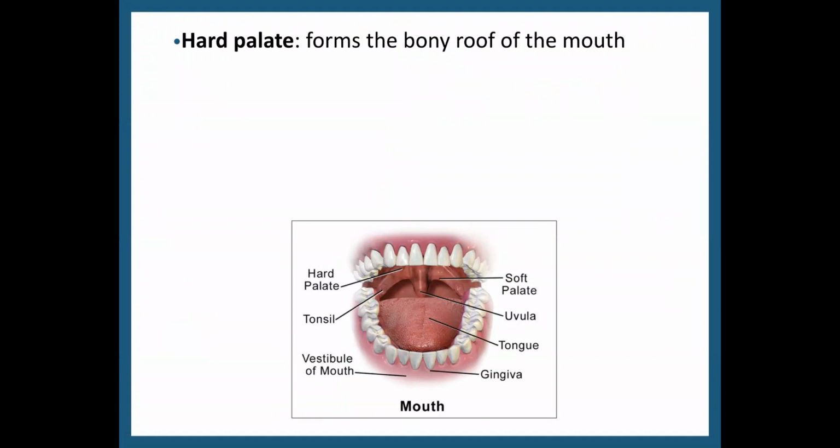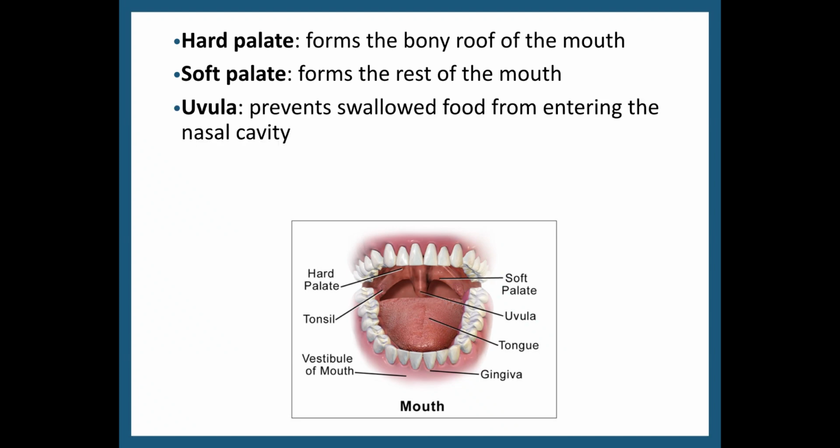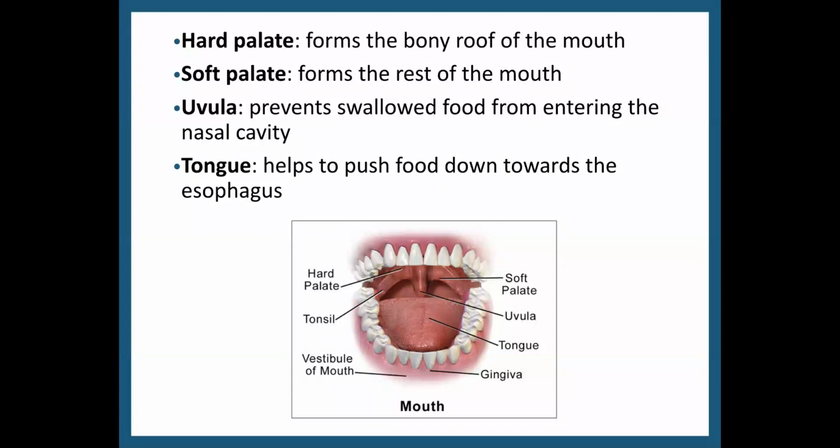All right. Your mouth also contains a hard palate. This forms the bony roof of the mouth. So you can see labeled in the image here on the roof of the mouth, that's your hard palate. There's also your soft palate. It forms the rest of your mouth. There is the uvula. This prevents swallowed food from entering the nasal cavity. And then there's the tongue, which helps push food down towards the esophagus.